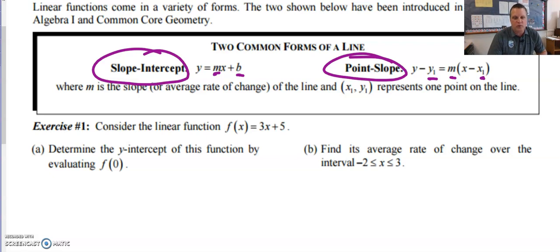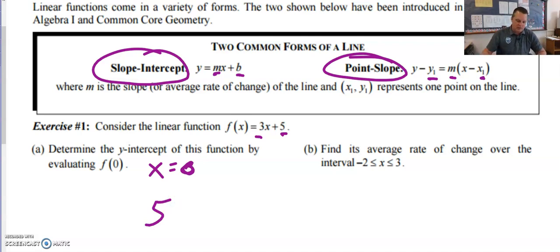In exercise 1, we're looking at the linear function f of x equals 3x plus 5, same thing as y equals 3x plus 5. The slope is 3, the y-intercept is 5. Determine the y-intercept of this function by evaluating f of 0. Well, that's essentially what you're doing, because at any y-intercept, the x is 0. So therefore, the y-intercept is 5.